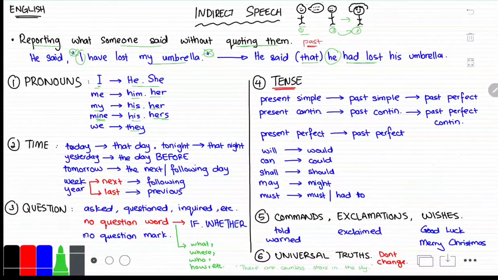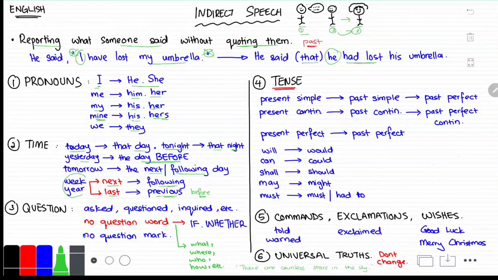All right? What happens to time in indirect speech? "Today" changes to "that day," and "tonight" changes to "that night." Similarly, "yesterday" changes to "the day before." "Tomorrow" is "the next day" or "the following day." For week or year, if it's "next week" or "next year," it becomes "the following week" or "the following year." If it's "last week" or "last year," it becomes "the previous week" or "the previous year." Or we can also use "the year before."